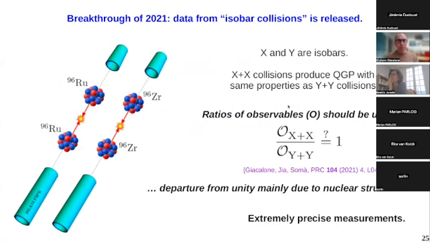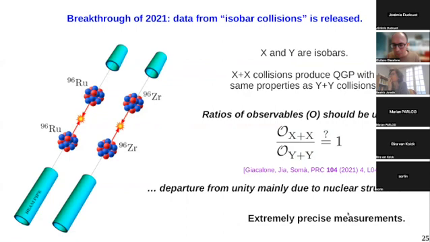And what we were expecting, to some extent, is that if you take observables between these systems, they should be basically identical. So let's suppose you measure some observable in ruthenium collisions, then you divide it by the same observable in zirconium collisions. The baseline is unity. And if you don't measure unity, this means that there is some difference in the structure of the colliding nuclei. This was not done to search for nuclear structure effects, but eventually this is what they did.